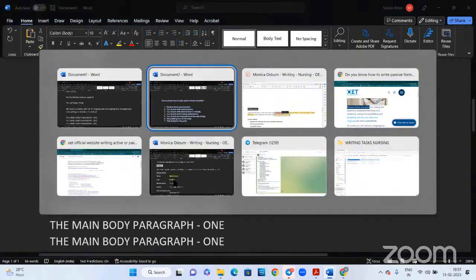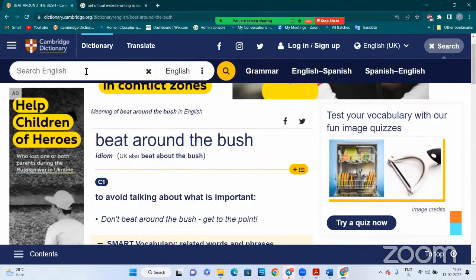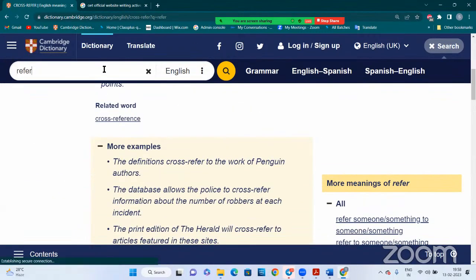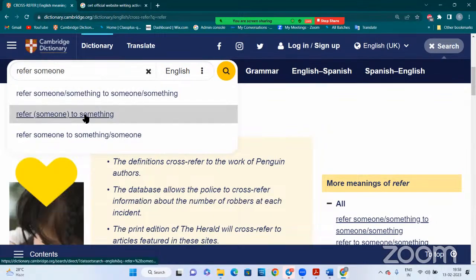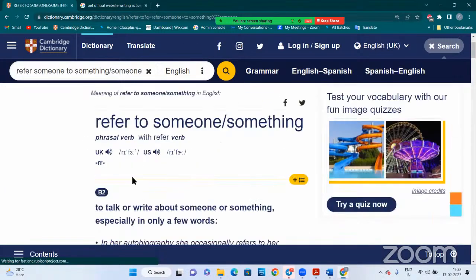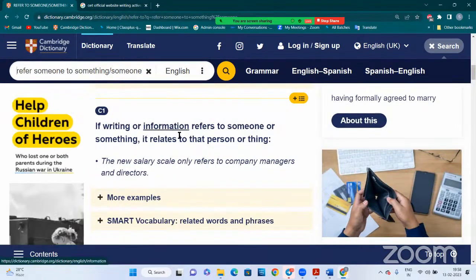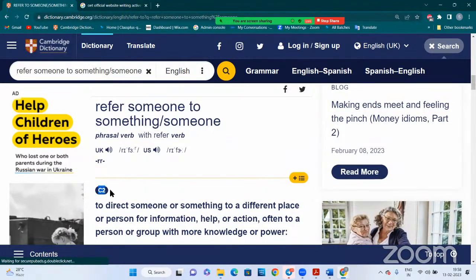Because do you know the meaning of the word refer? If you don't know, let us learn now. What is the meaning of the word refer? Refer someone to somebody else. Refer someone to something. This is a very special thing. Refer to someone or something. Here it is a phrasal verb. It is C2. Very powerful word. Refer is C2 vocabulary, a very powerful word.